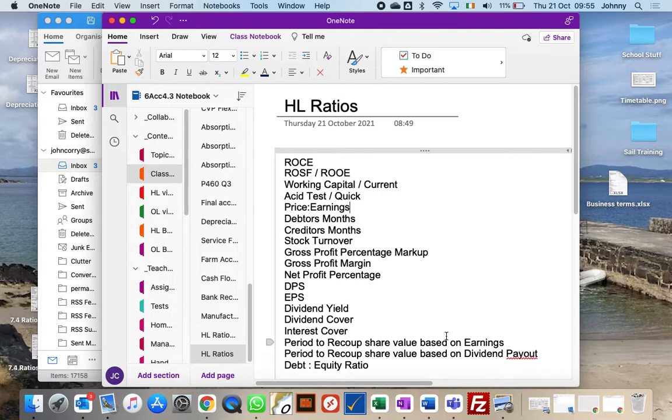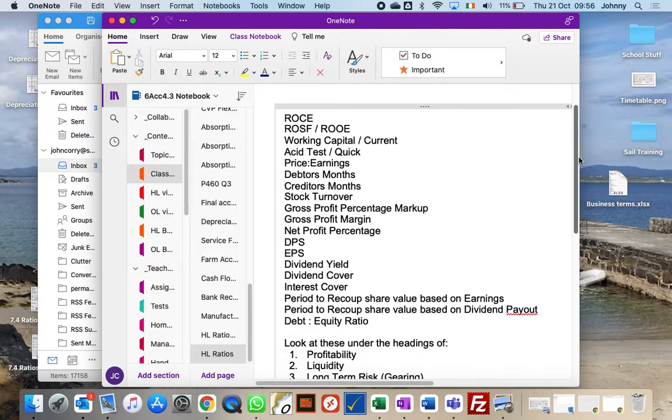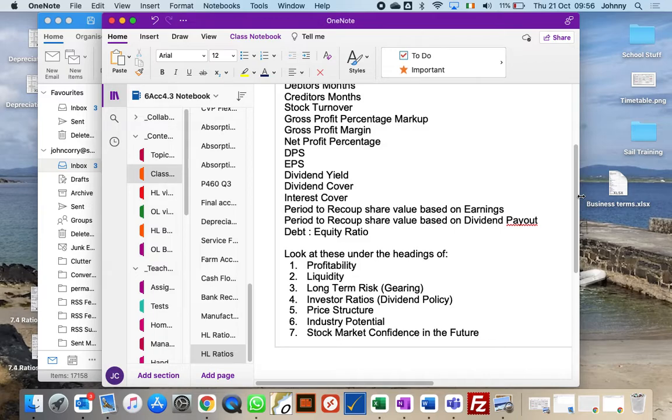Now, what I need you to do now is go back and have a look at question 1, 2, and 3. We've looked at 3 headings so far: profitability, liquidity, and long-term risk, the gearing. I want you to look at the other 4 for the same questions. Okay? Because the questions generally are for B, would the shareholders be happy with the state of affairs of the company? Have you talked about profitability? Have you talked liquidity? Have you talked risk? Now the other thing then is to look at the other 4.